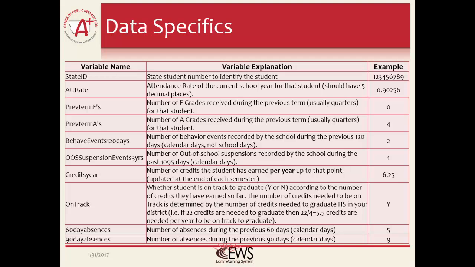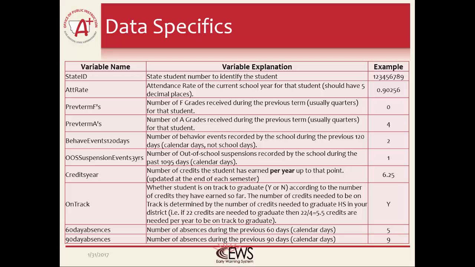It is also very important to understand that there is a difference between a blank space in the data file and a 0. A blank space designates that the specific data variable for that student is unknown. A 0 designates that the count for that data variable is in fact 0. For example, a student with no A grades received in the previous term will have a 0 in the column for previous term A's, and a student where it's not known how many A's the student received in the previous term will have a blank space in that column.